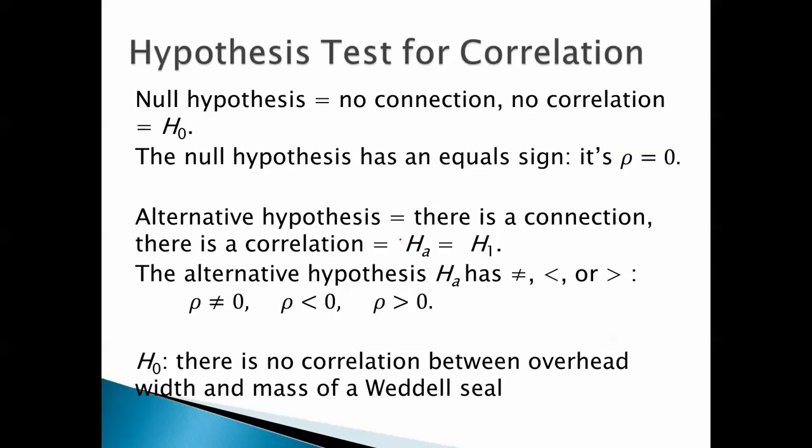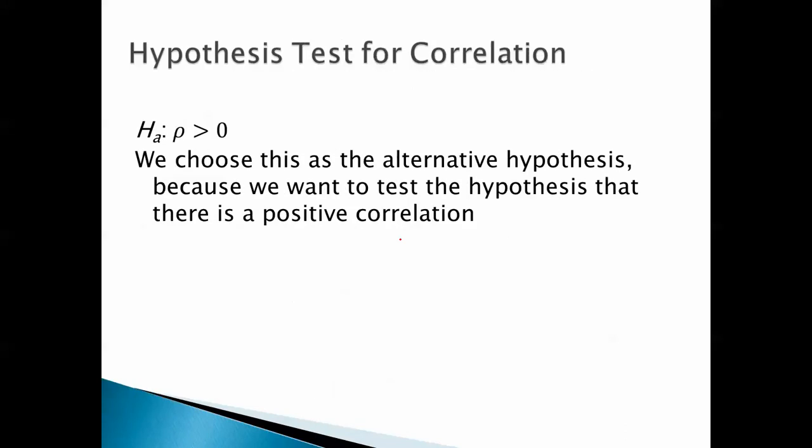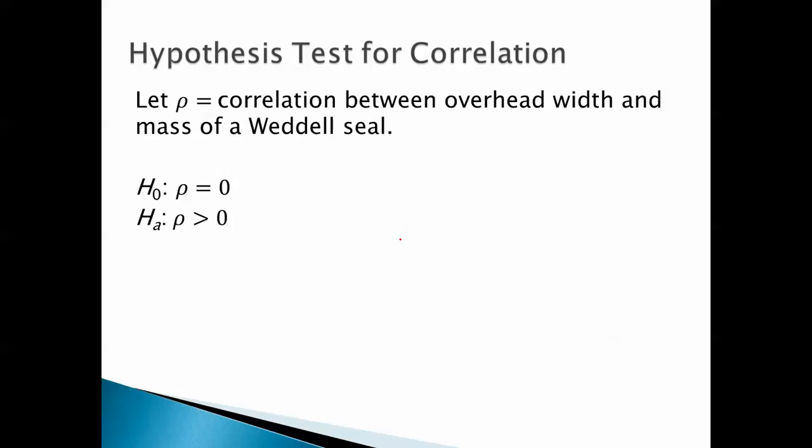The null hypothesis is that there's no correlation between overhead width and mass of a Weddell seal. We can state it symbolically: let rho equal the correlation between overhead width and mass of a Weddell seal. The null hypothesis is that rho equals 0. The alternative hypothesis is that rho is greater than 0. We choose this because we want to test the hypothesis that there is a positive correlation. Remember, earlier we were told that we suspect a positive correlation. So here are the null and alternative hypotheses.